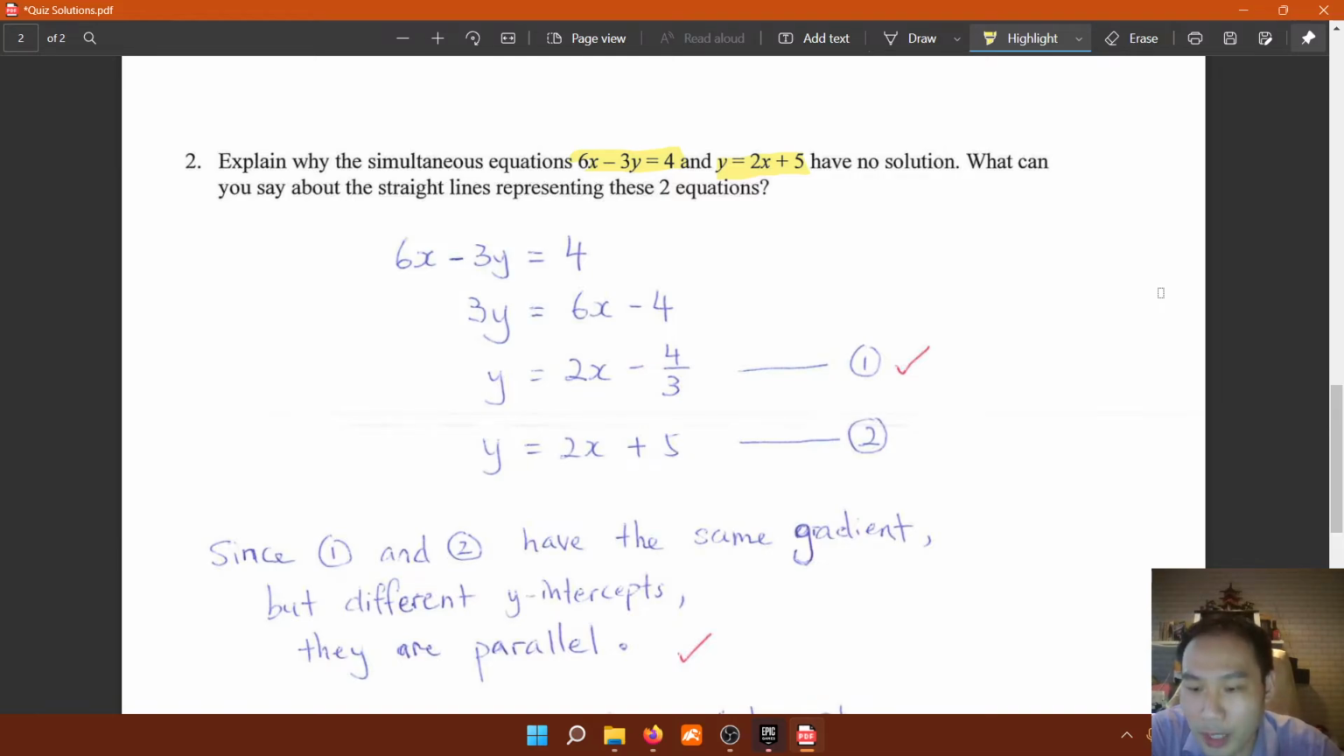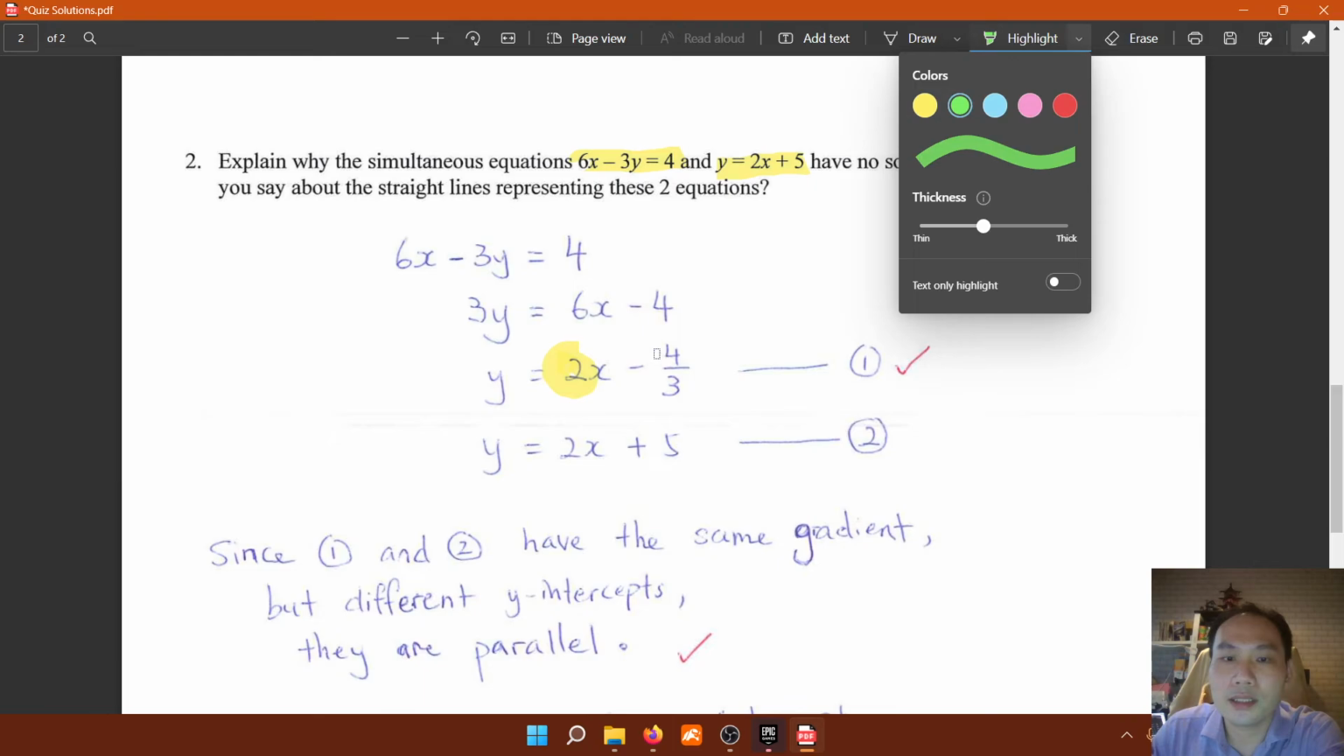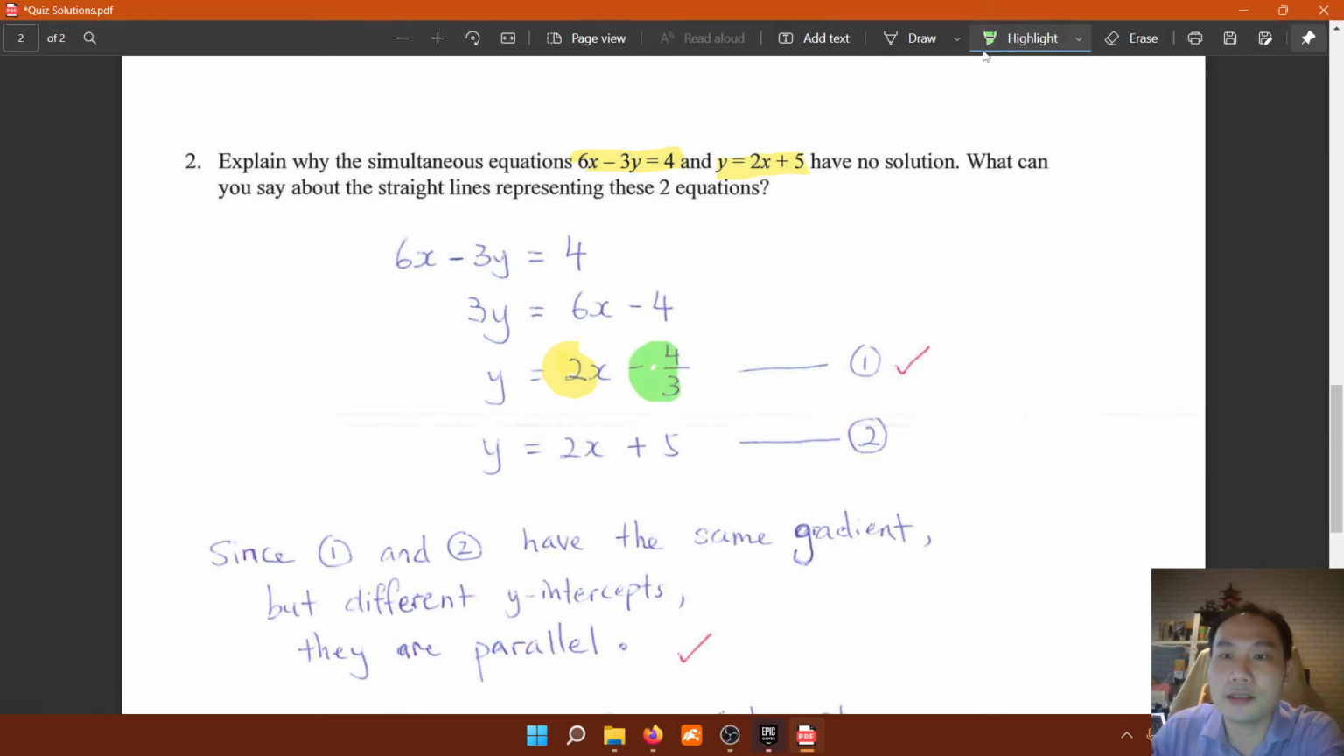So y equals mx plus c is the general form. m represents the gradient, c represents the y-intercept, right? So we take the first one, 6x minus 3y equals 4. We are going to rearrange it until we get the general form y equals mx plus c. So by rearranging it, we get y equals 2x minus 4 over 3. So that means the 2 over here is my gradient, right? And this, let me use a different color, is my y-intercept, okay?